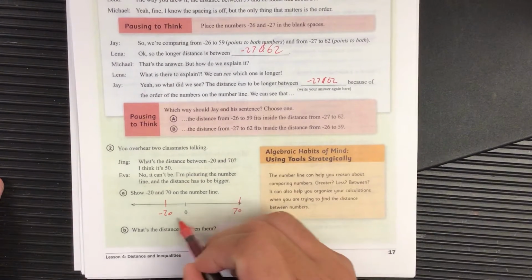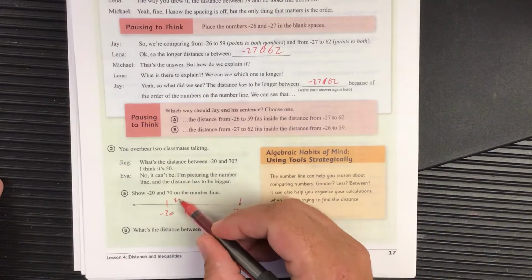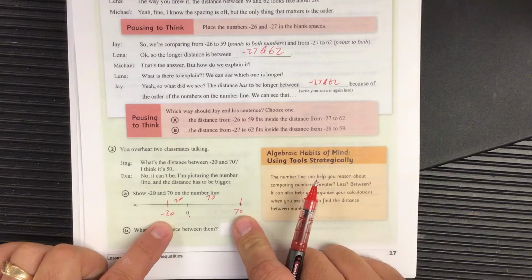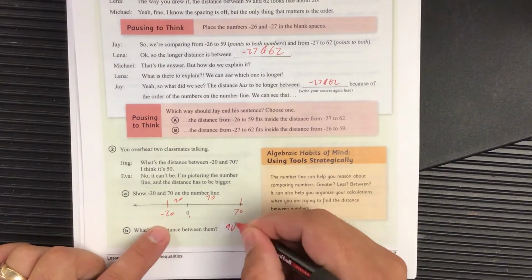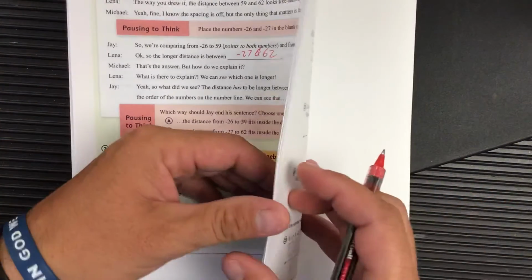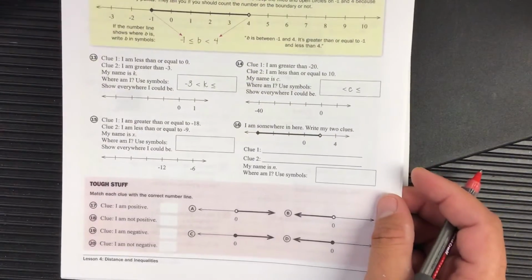How far from negative 20 to 0? Oh, 20. How far from 0 to 70? 70. So how far is these two? 90. There you go. It is 90. The distance between them is 90. Remember, distance is always going to be positive.